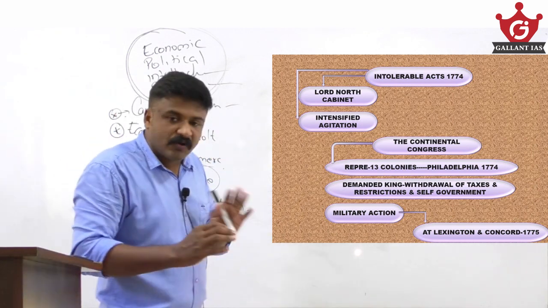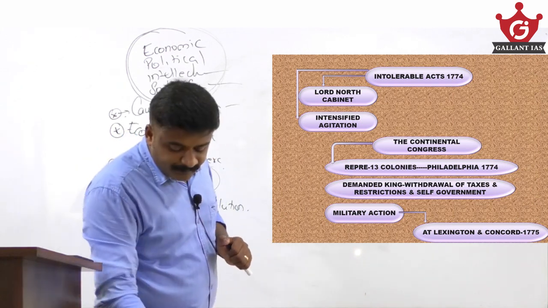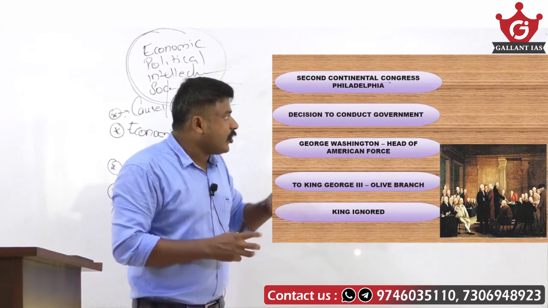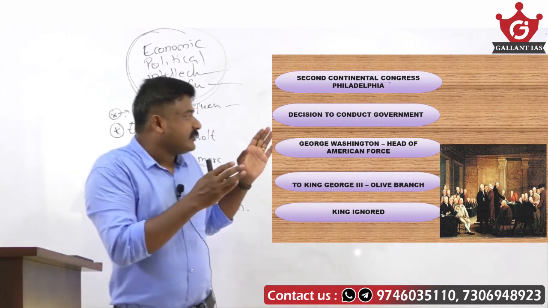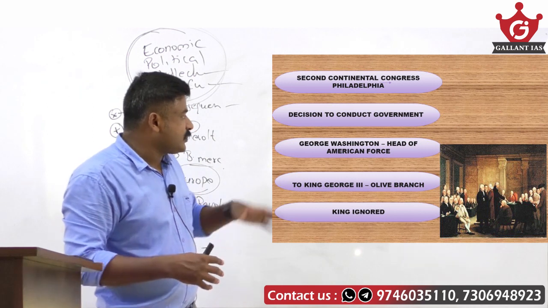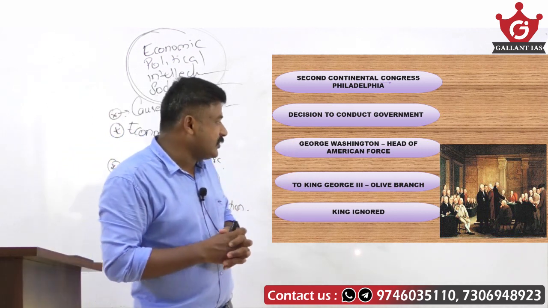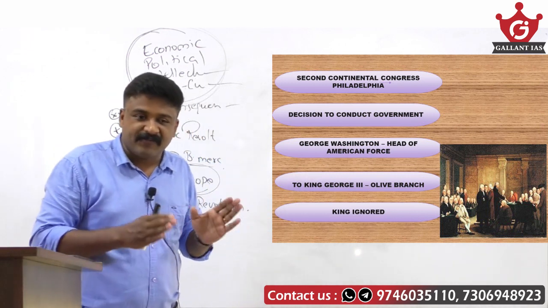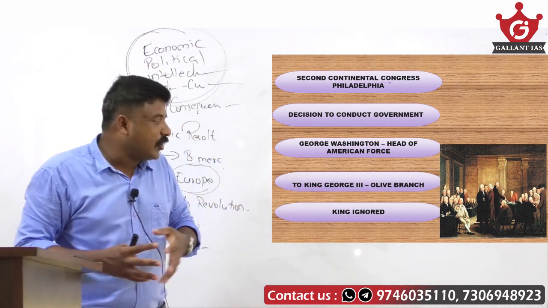Then there is a series of battles at Lexington and Concord in 1775. Then the Second Continental Congress at Philadelphia. This is historically significant. They decided to conduct their own government. They preferred George Washington to lead this American Revolution. Again, they sent a final attempt, a final petition, to George III, the English king. It is known as the Olive Branch.